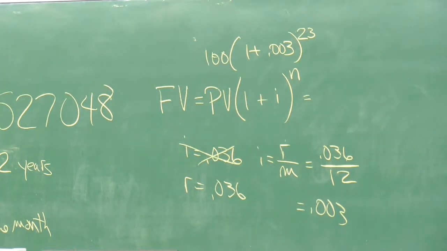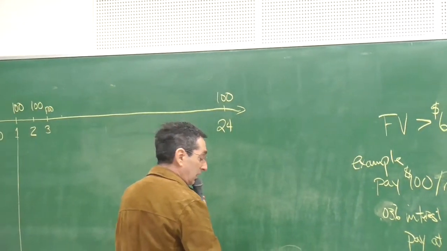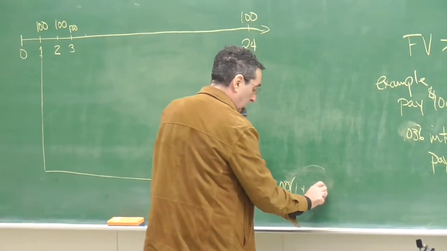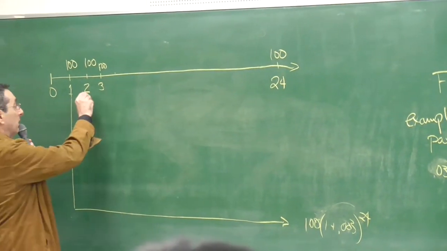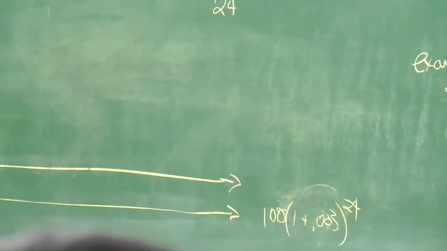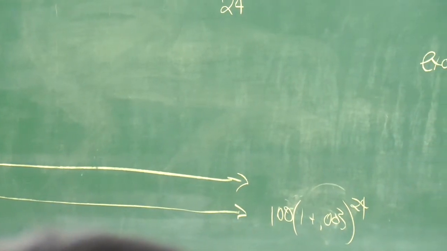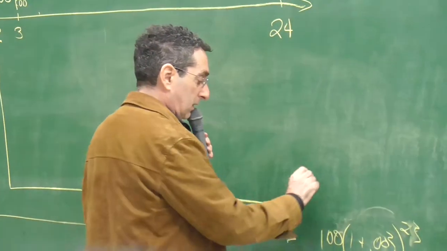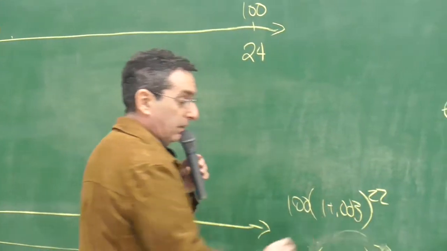So the question is, how much is that first $100 that we put in worth at the end? The answer is 100 times 1 plus 0.003 to the 24. Now we do it for the next one, $100. How much is that worth at the end? The only difference is the number of compounding periods, which is going to be, oh, I made a mistake, sorry, 23 here. And this is 1 plus 0.003 to the 22.